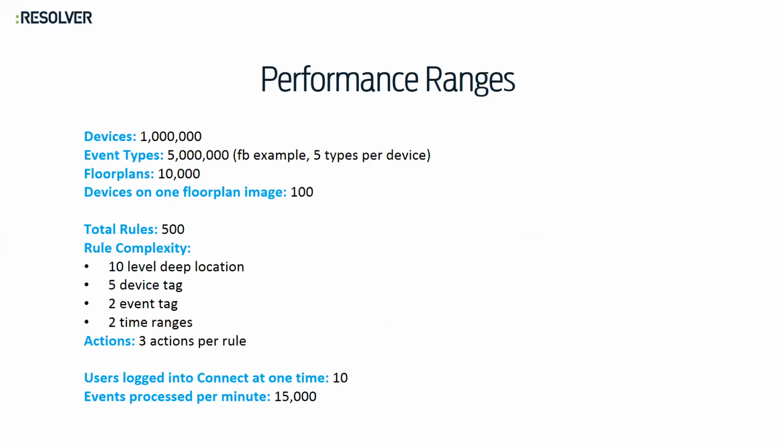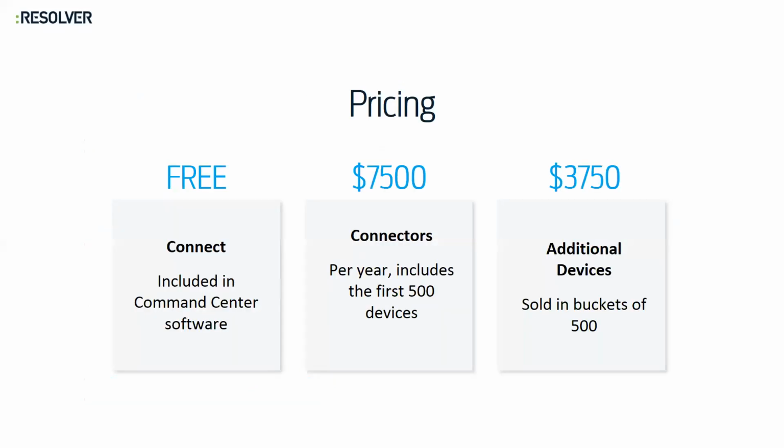And since each device can have different types of events per device, we better be able to handle like 5 types of events per device. So 5 million event types over all these floor plans, total rule complexity of 500 at 10 deep level location. I mean, this is pretty complex stuff. And what it gets down to is when you have really complex rules with 10 level deep location at total rules of 500 over 1 million devices, you're still looking at being able to process about 15,000 events per minute. So depending on how many alarms you intake per minute, we're looking at a Connect system that can do about 15,000 a minute over a really complex rules engine over millions of devices. So anything less than this is actually going to run pretty quick. So we just wanted to put that in front of you.